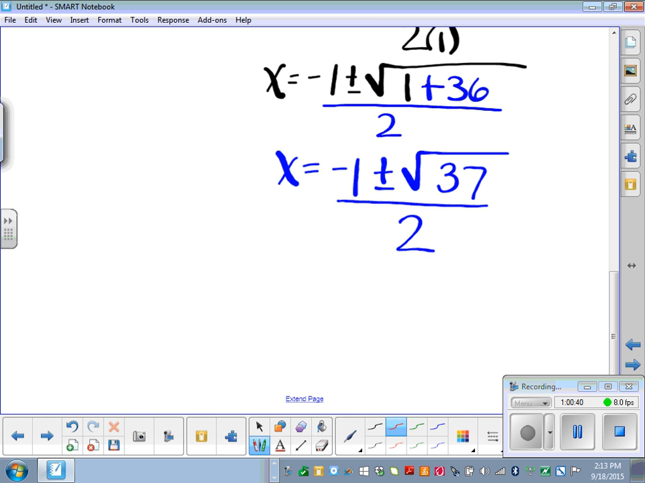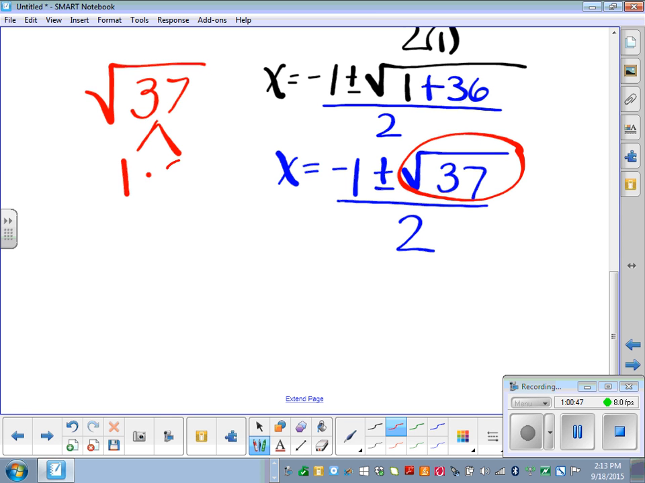So then this is where you go off to the side and see if this root can simplify any further. So you'll take the square root and you know how to break it down. So 1 times 37, those are the only factors of 37. Nothing else divides by 37. So we have to leave it under the house. There's only one of them. So it's going to stay as the square root of 37.